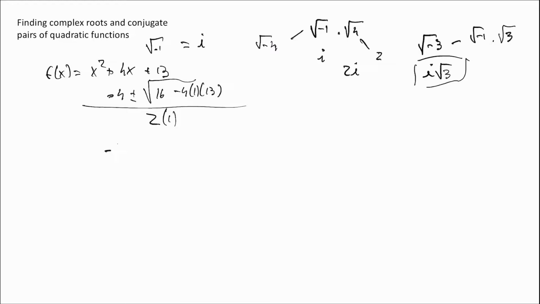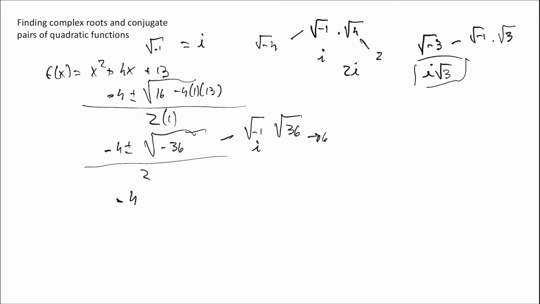So that will get me -4 plus minus the root. So 4 times 13 is 52. Negative 52. 16 minus 52 will get me -36 over 2. Negative 36 I can transform into root of -1 times root of 36. Root of 36, I know this is 6. Root of -1, I know that this is i. So here I will get -4 plus minus 6i over 2. Then this 2, I can cross this out with these 2's. That will get me -2 plus minus 3i.